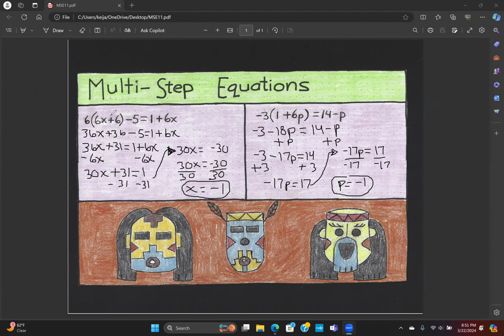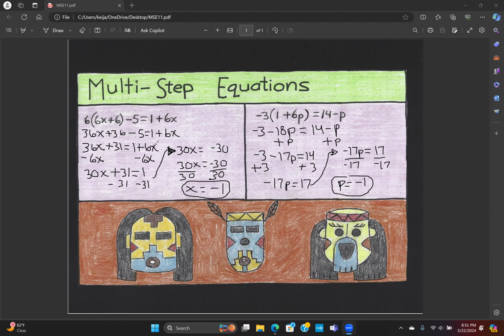And so when we use the distributive property, 6 times 6x will give us 36x. 6 times 6 will give us 36. So now we have 36x plus 36 right here. Minus 5 is equal to 1 plus 6x.